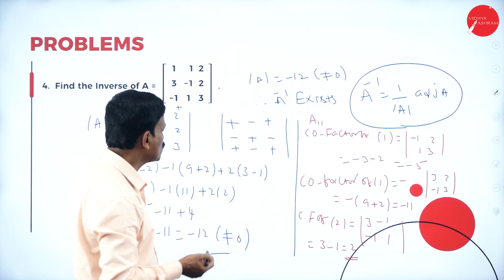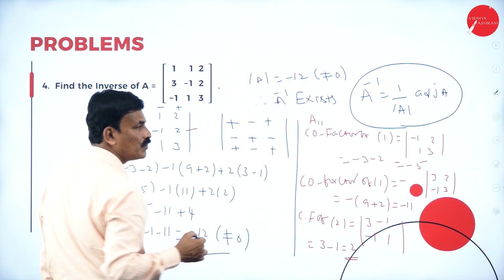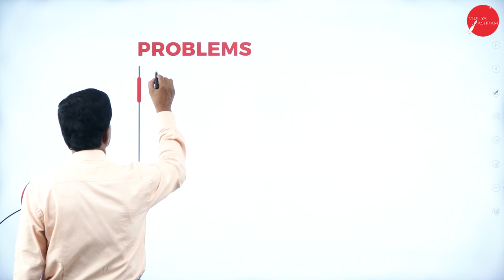Now let us come to the second row. Find the cofactors for the second row. I will write the matrix here.